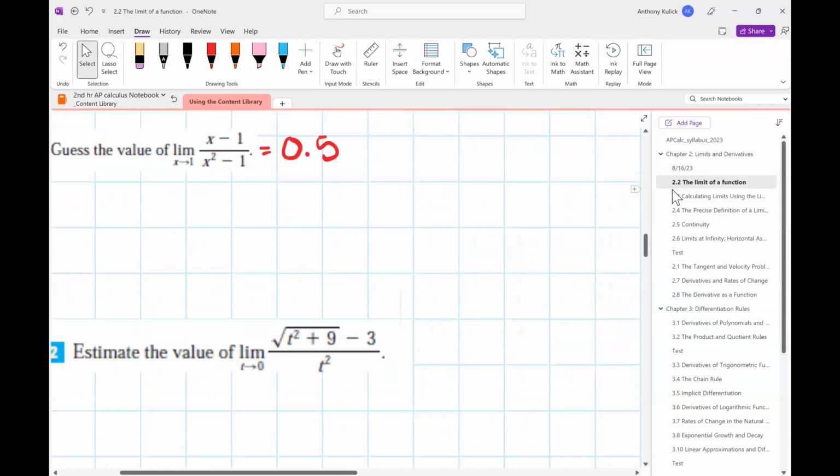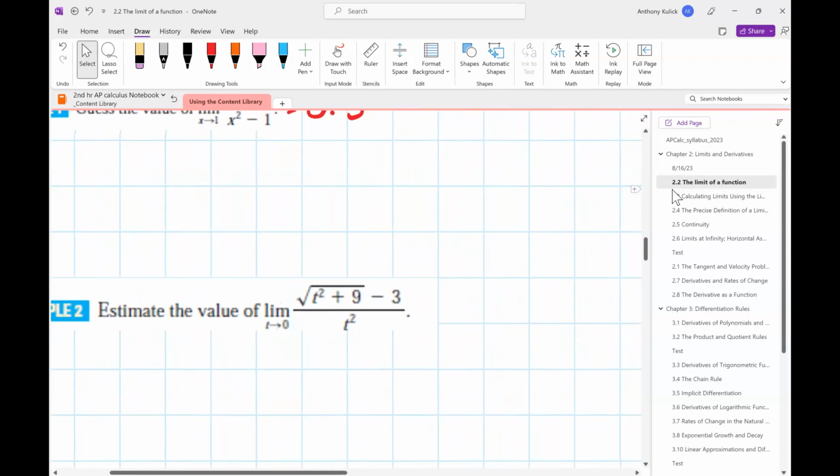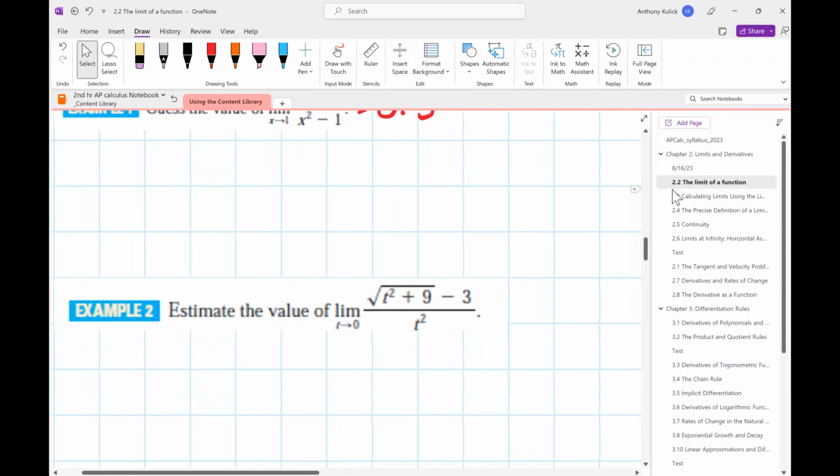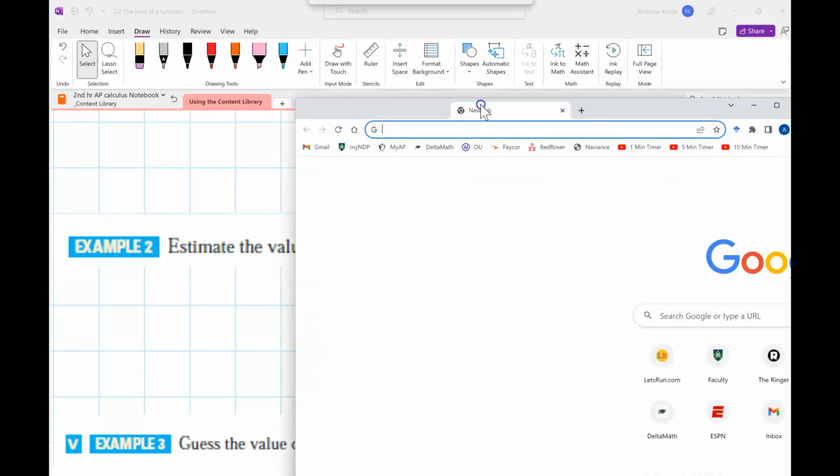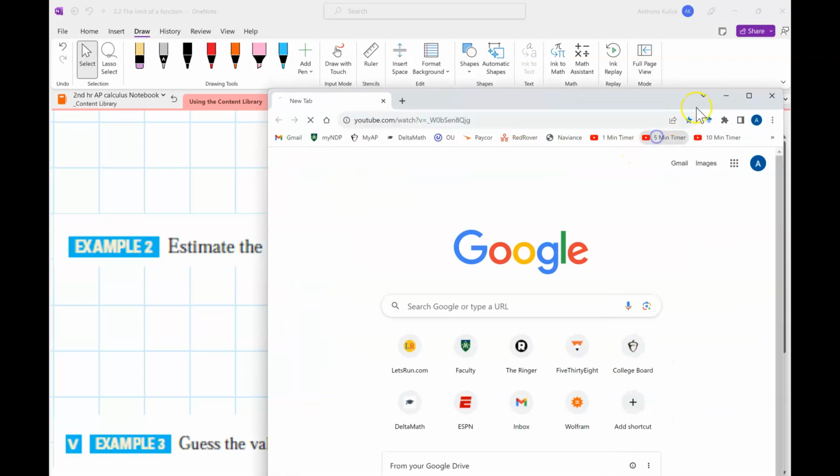So the next one, let's try this. I'm going to put a timer up for, I don't know, we'll do 5 minutes or something. I'll let you guys play around with this and then we'll go through it together. Sound good?